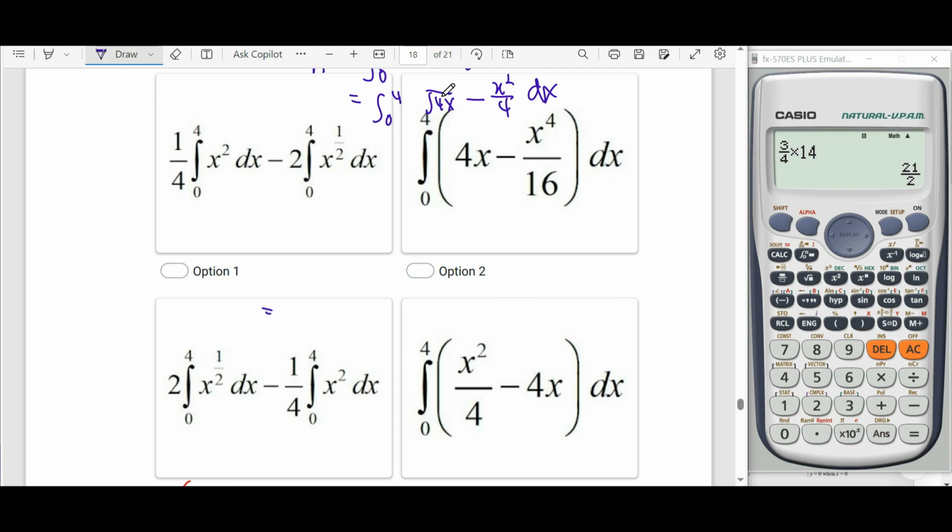As for square root of 4x, it will be equal to square root of 4 times x to the power 1 over 2. We take out the constant, from 0 until 4, minus the constant here factorized, remaining x squared dx, also from 0 until 4. Then for our closer answer, square root of 4 simplifies to become 2. So here will be the answer.